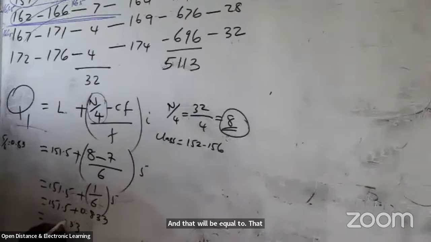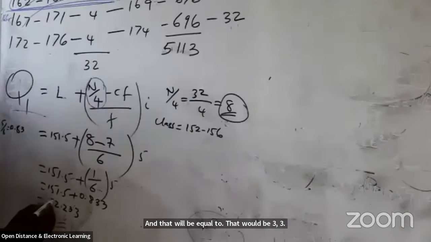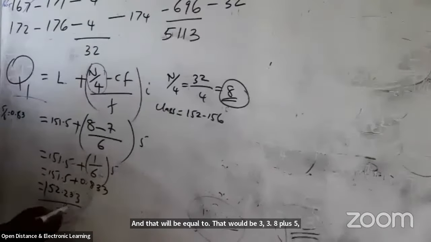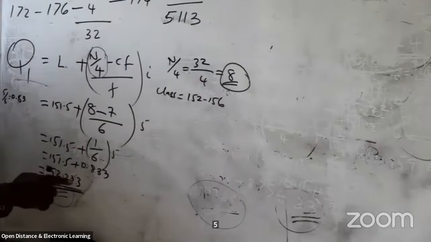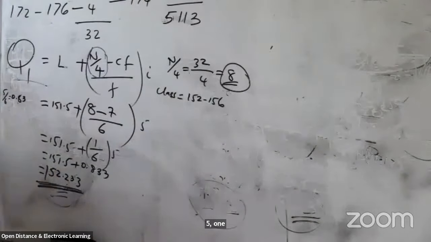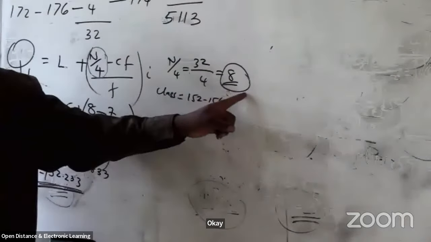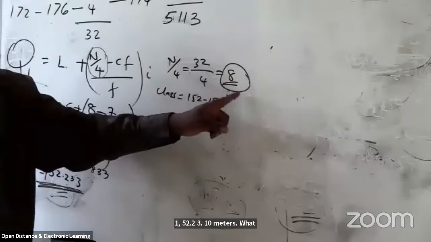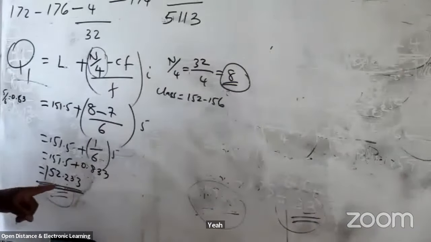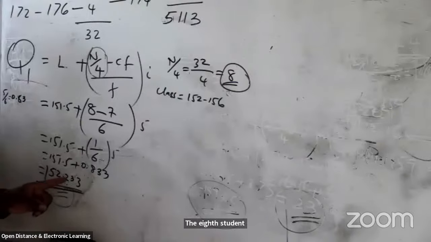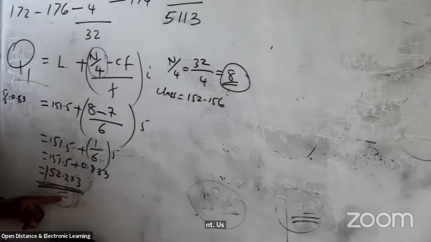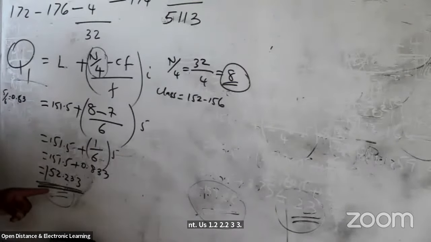That will be equal to 152.23 centimeters. What does this mean? The eighth student has 152.233 centimeters. That is what that means.